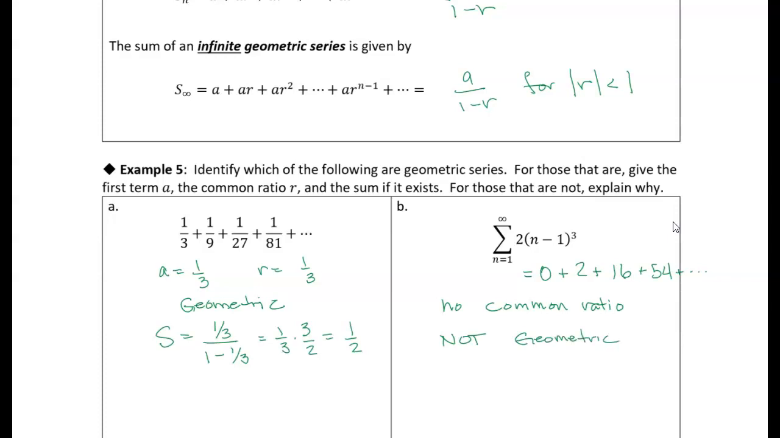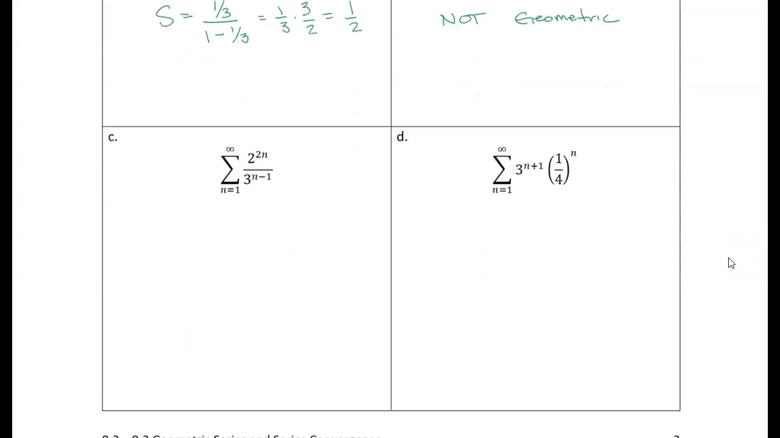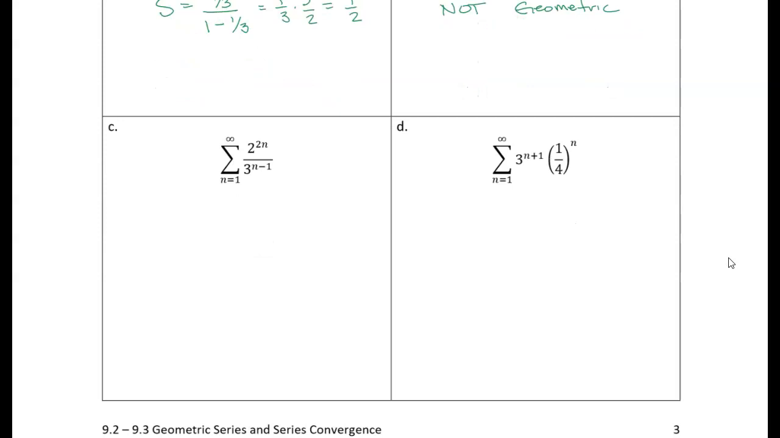Okay, so that one is not a geometric series. All right, got a couple more here to look at. Now, some of these, initially you look at them, it's like, well, I don't know. But let's try and rewrite this one. So I'm just going to rewrite this.